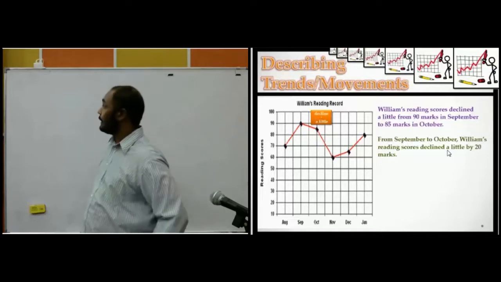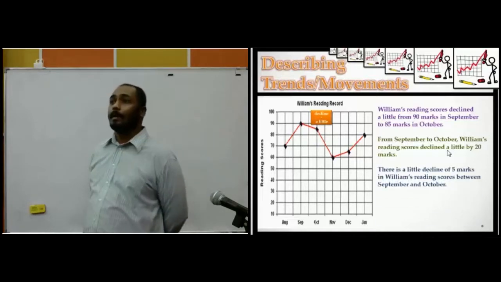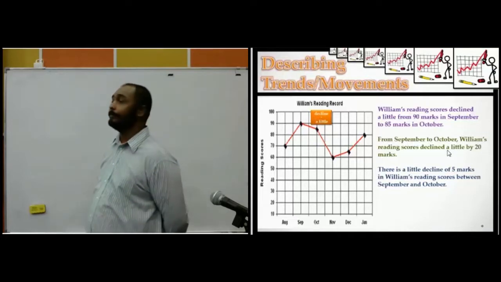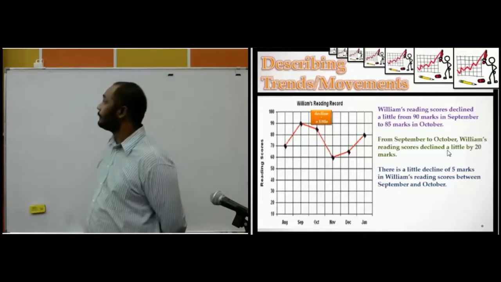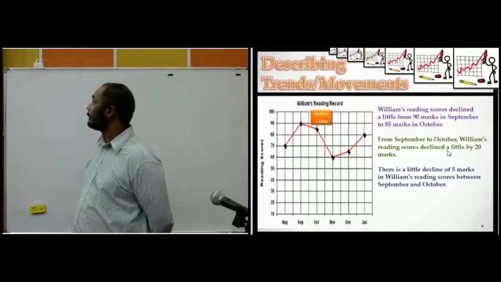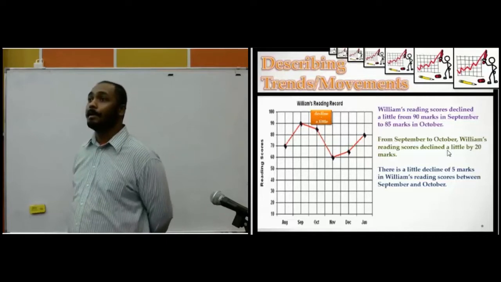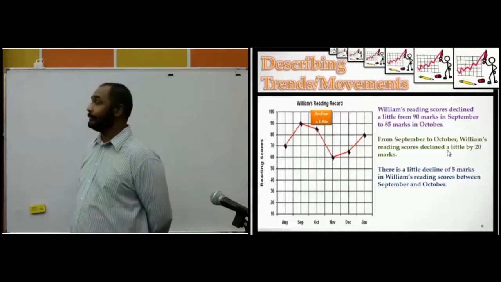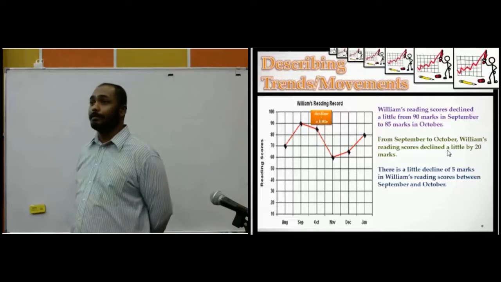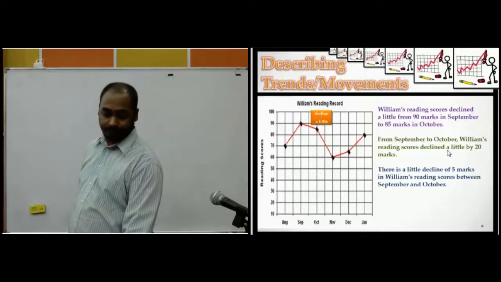So this is also a verb phrase. Let us look at the next one. Ashraf. There is a little decline of 5 marks in William's reading scores between September and October. I just spoke about being a mariner. So is this a noun phrase or verb phrase? This is a noun phrase. Yeah? Noun phrase.